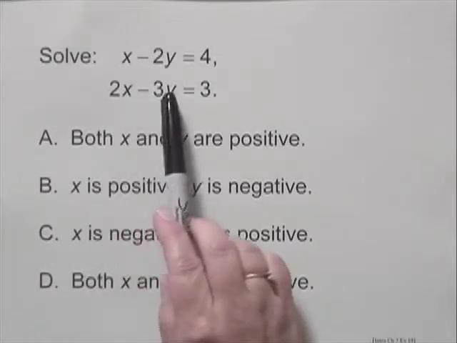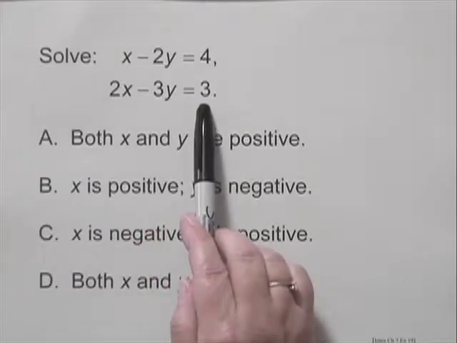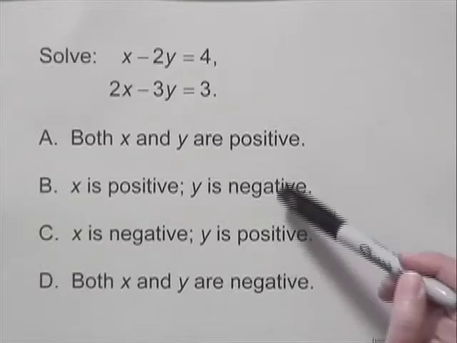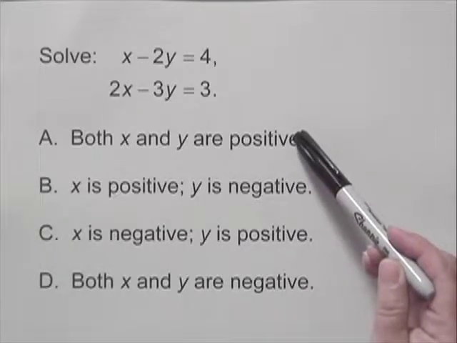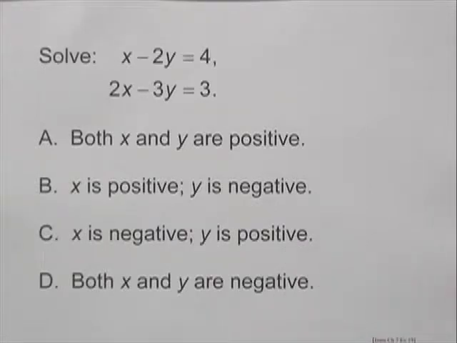Solve x minus 2y equals 4, 2x minus 3y equals 3. Now notice that our options here don't actually give the ordered pair. We'll have to find the ordered pair and see which of these describes the solution that we get.